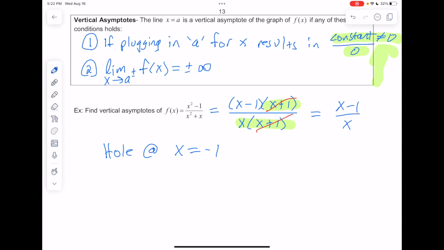Even though it made the denominator 0, it also made the numerator 0, and we can remove that undefined piece of the function in a way by canceling that factor off. So that's a hole, not an asymptote.